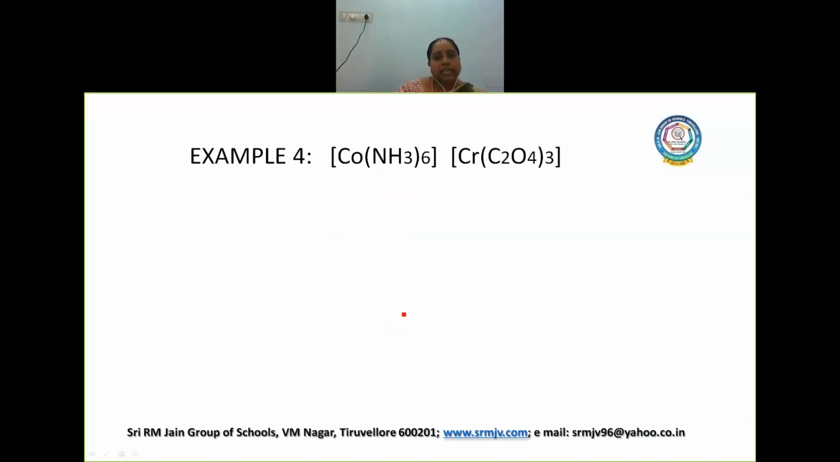Okay, in this example, we have 2 spheres. The first sphere contains cobalt as the central metal atom, and the second sphere contains chromium as the central metal atom. So in such cases, already I told you that the sum of the ligands present on the anionic species will be the charge of the central metal atom, and that charge will be attained by the cationic species. And here we have oxalate. How many oxalate are there? 3 oxalate ions are there.